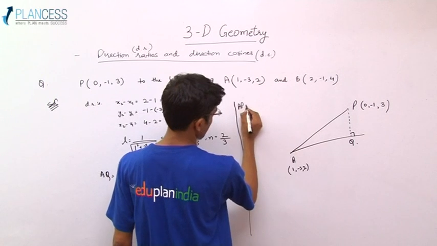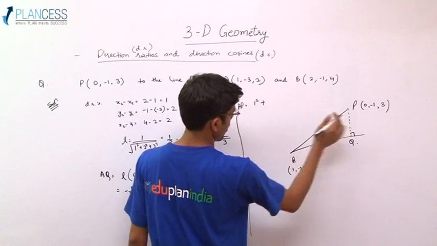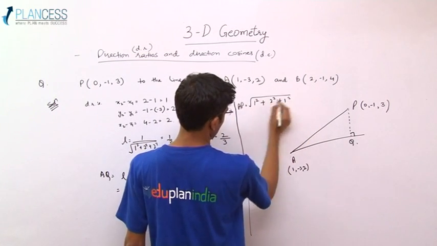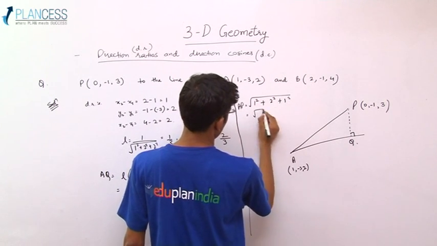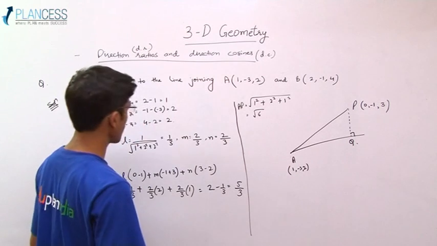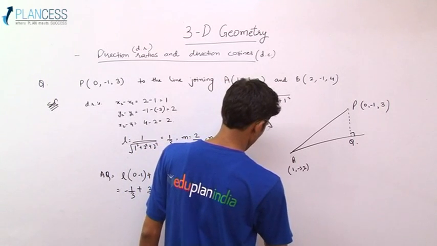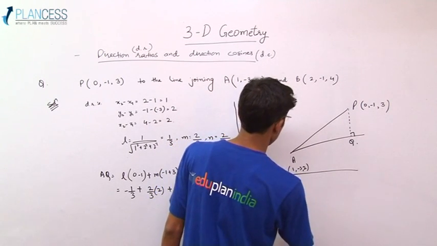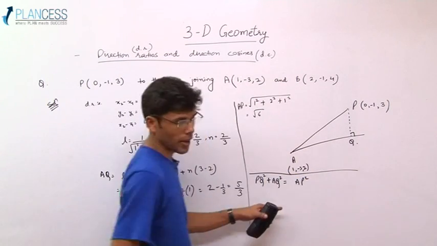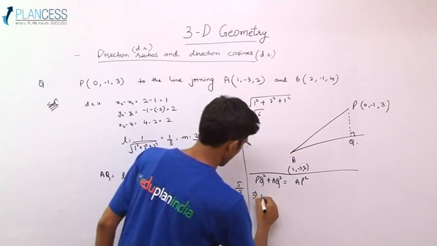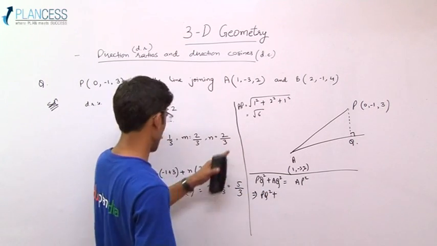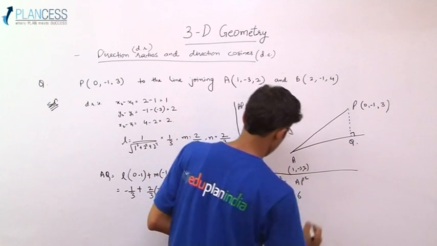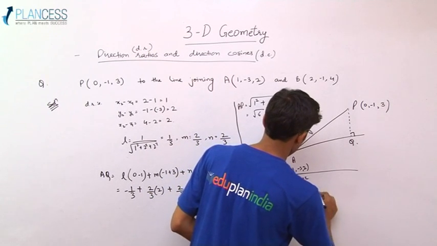AP can easily be found using the distance formula, that is (0 minus 1) whole square, 1 square, (-1 minus (-3)), that is 2 square, plus (3 minus 2), that is 1 square again. So this is 1 plus 4 plus 1, 6, under root 6. So this is AP. So we have AQ, we have AP. Now PQ square plus AQ square is AP square. This is using Pythagoras theorem. So PQ square is what we have to find. AQ square we know. AQ square is 25 by 9 and AP square is 6. So now we can easily find PQ.